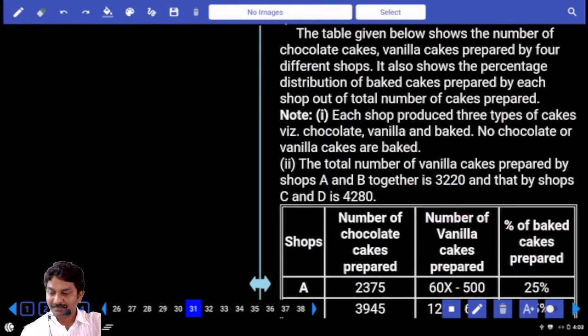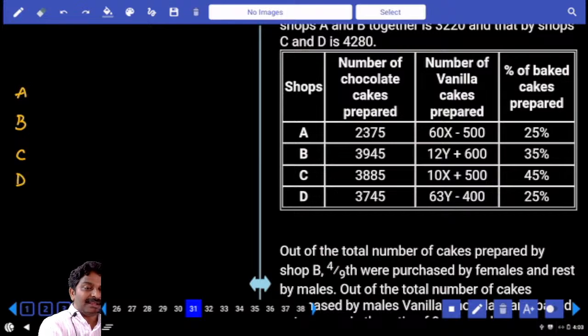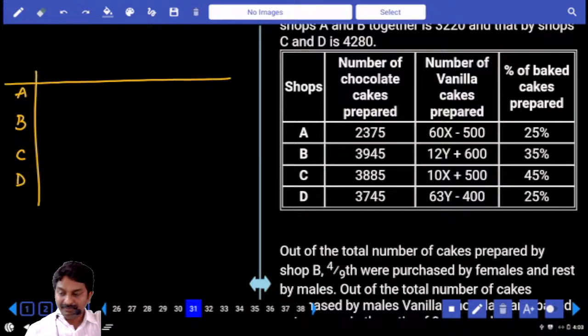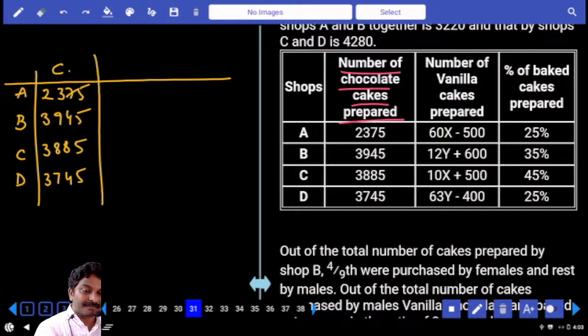Now come here. We have 4 shops, A, B, C, D. Number of chocolate cakes prepared. Direct numbers are there. Let me write it as it is. 3945, 3885, 3745.